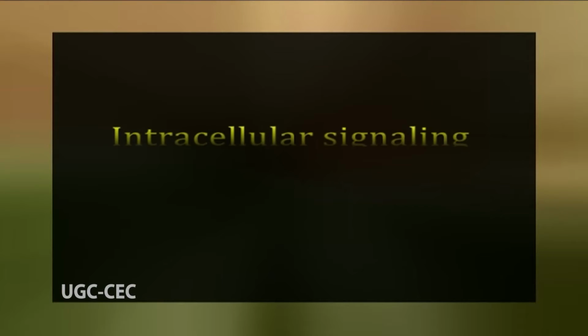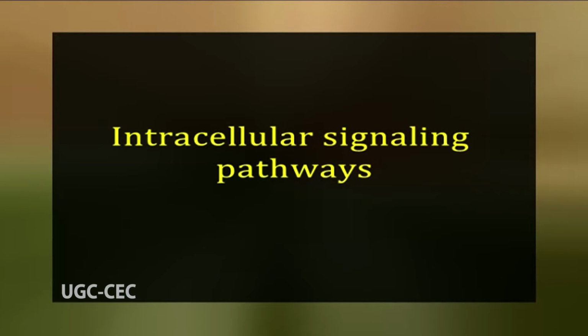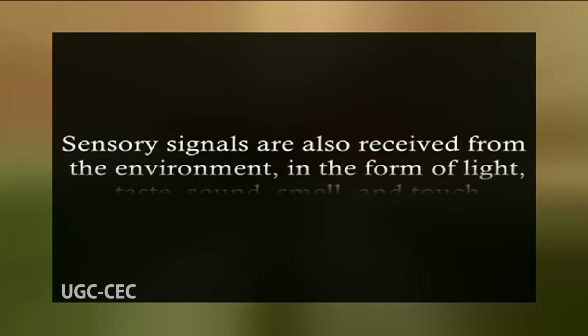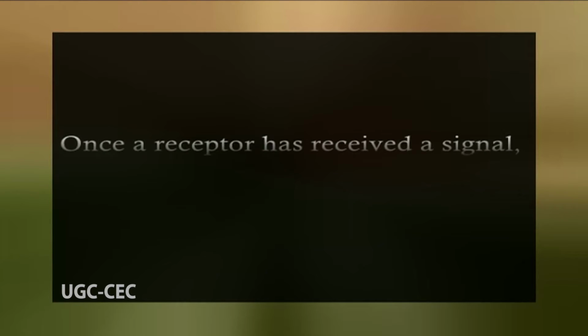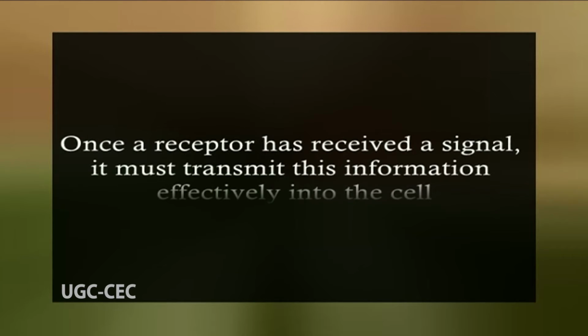Now, moving on to the last part of today's lecture, that is the intracellular signaling pathways. Molecular signals are transmitted between cells by the secretion of hormones and other chemical factors, which are then picked up by different cells. Sensory signals are also received from the environment in the form of light, taste, sound, smell, and touch. Once a receptor has received a signal, it must transmit this information effectively into the cell.